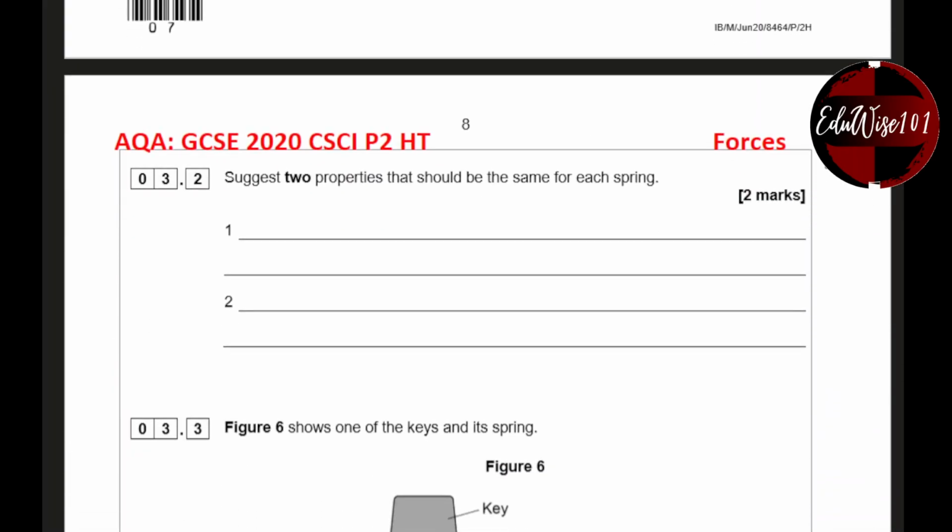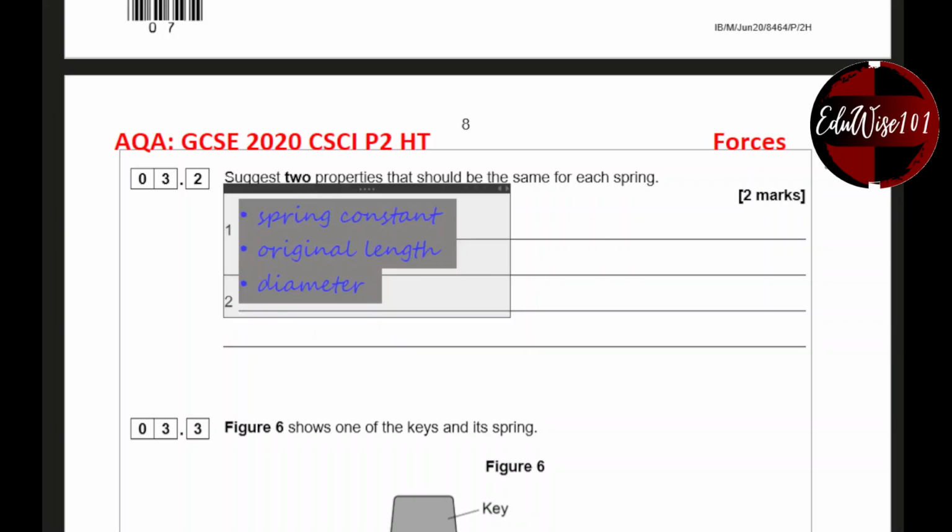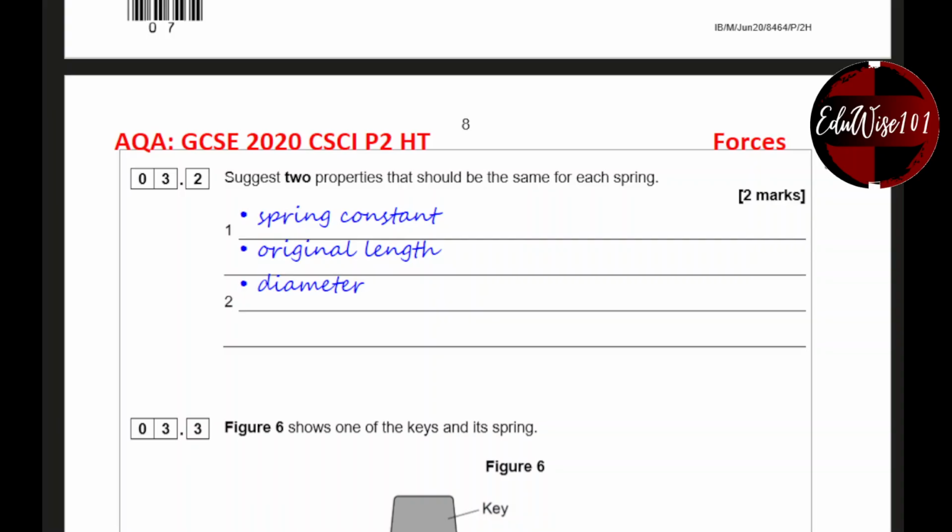Question 3.2, suggest two properties that should be the same for each spring. So they're referring to all the springs in the keyboard. Now, all the springs should be identical. If they're identical, then they should all have the same spring constant. They should all have the same length and diameter as well. So any two of these should give you the 2 marks.